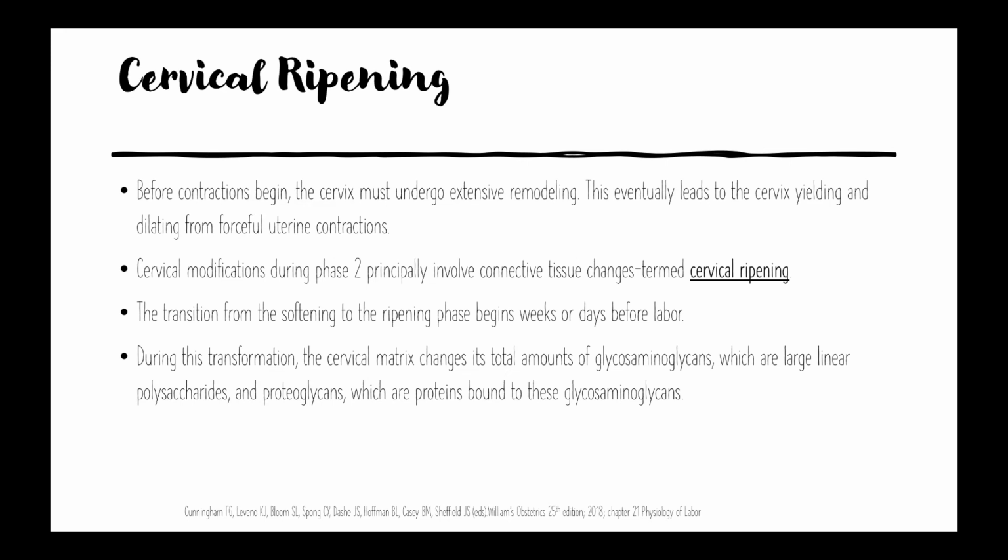Before contractions begin, the cervix must undergo extensive remodeling, and this eventually leads to the cervix yielding and dilating from forceful uterine contractions. So, the cervical modifications during phase 2 principally involve connective tissue changes, and this is collectively known as cervical ripening. The transition from the softening to the ripening phase begins weeks or days before labor. During this transformation, the cervical matrix changes its total amounts of glycosaminoglycans, which are large linear polysaccharides, and proteoglycans, which are proteins bound to these glycosaminoglycans.